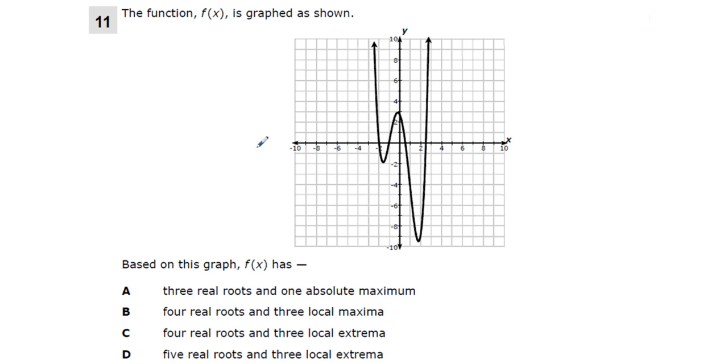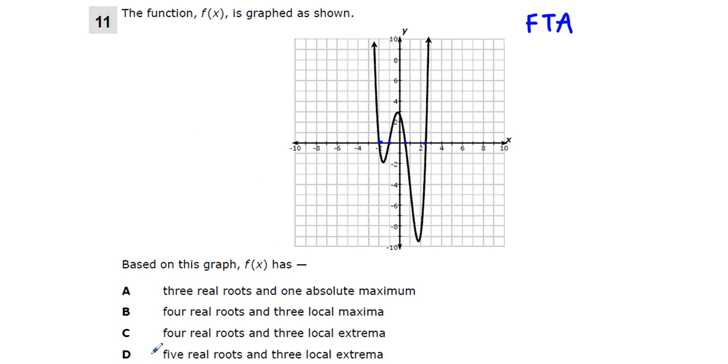Next, the function f of x is graphed as shown. And this has to do with what I call the fundamental theorem of algebra, which means that the number of roots is equal to the degree of the function, and some of the roots may be real and non-real. And I didn't talk about the number of extrema. Well, the real roots, you can count them along the x-axis: 1, 2, 3, 4. So I'm counting 4 real roots. And it doesn't say anything about the type of function it is, cubic or otherwise.